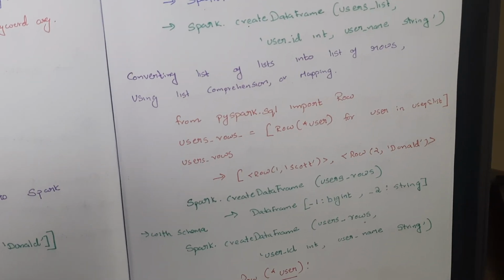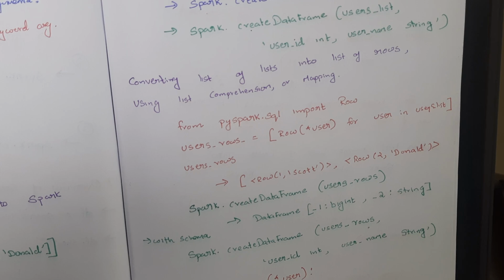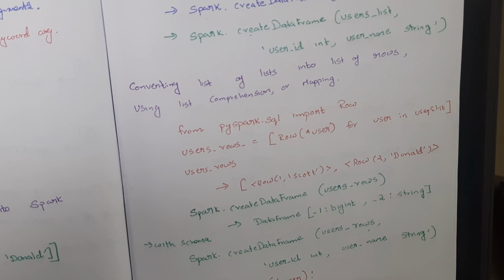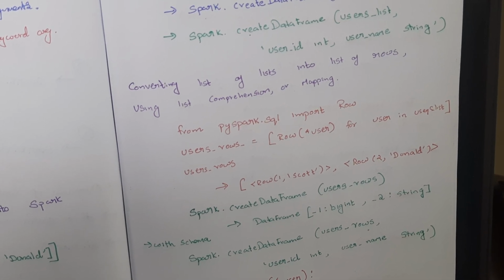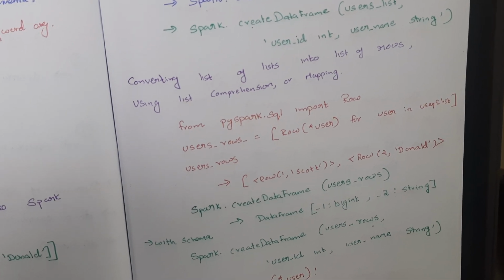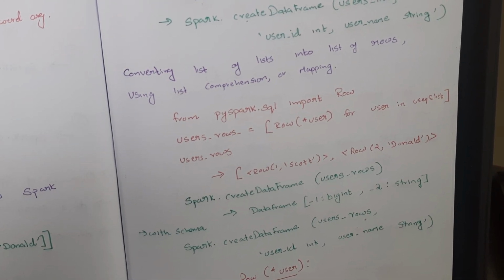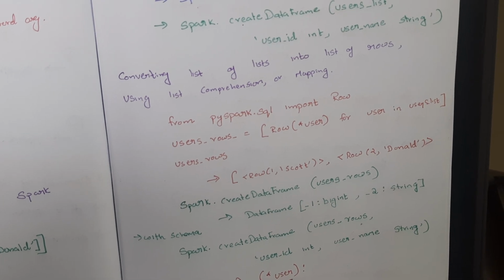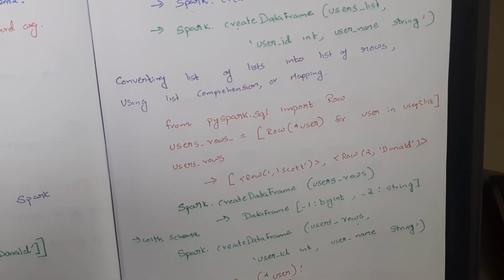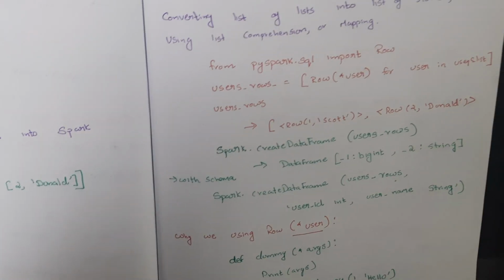And then I have users_rows. I'm going to convert the list of lists into a list of rows, so I'm doing a list comprehension: for user in users_list, I'm taking Row(*user). I will explain why I'm using a star on user in a later session. If I print users_rows, I will get a list of rows. If you see, there is a list, and inside that we have Row 1, Scott and 2, Donald, so we have converted the list of lists into a list of rows.